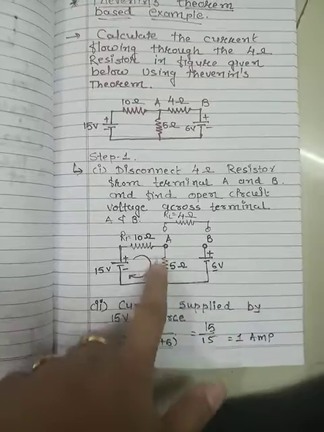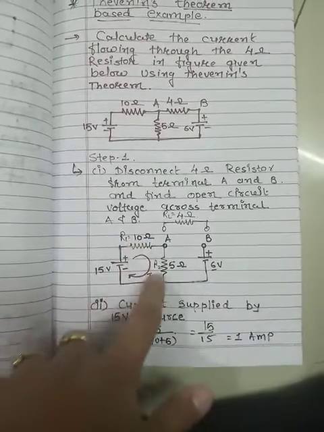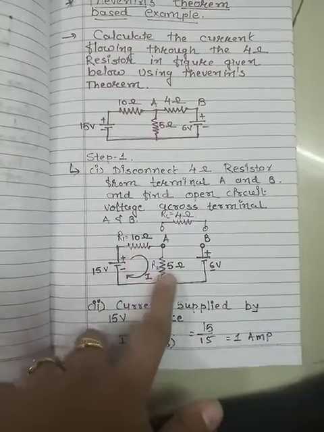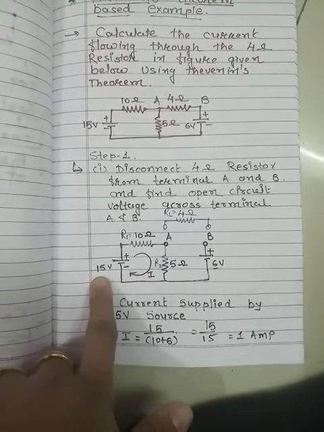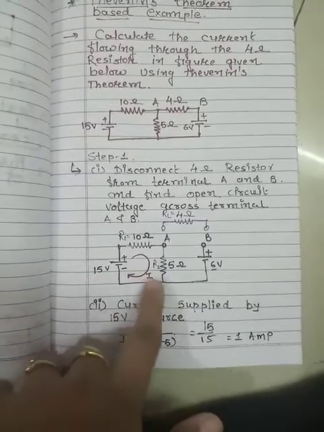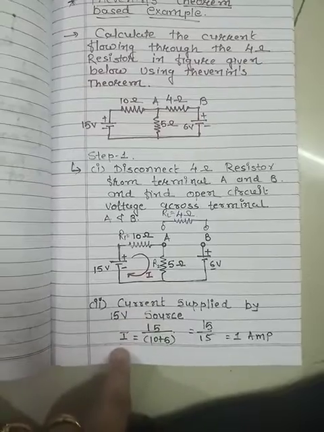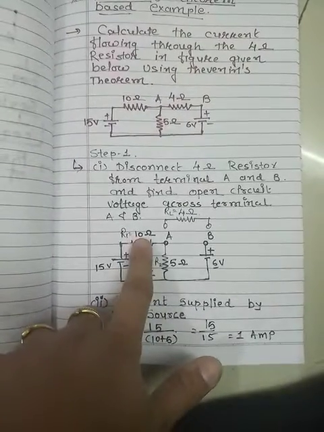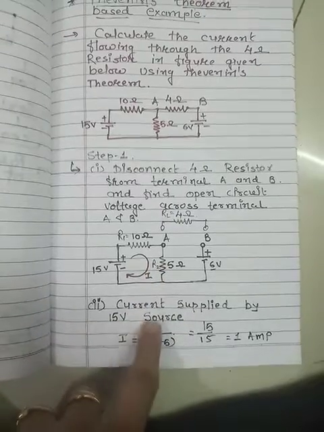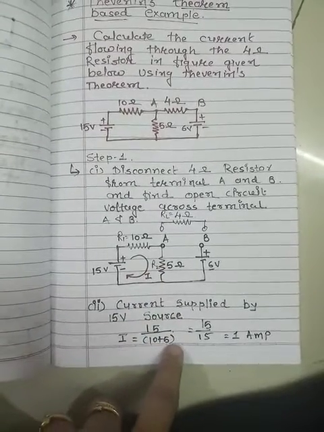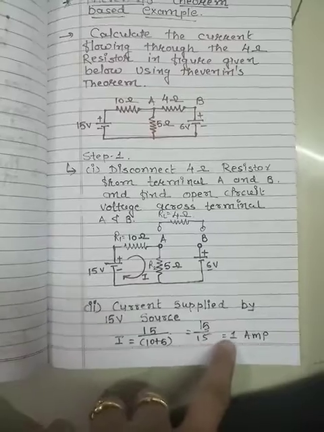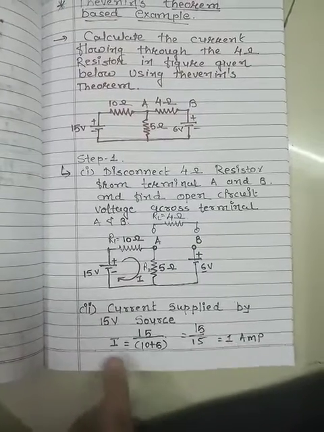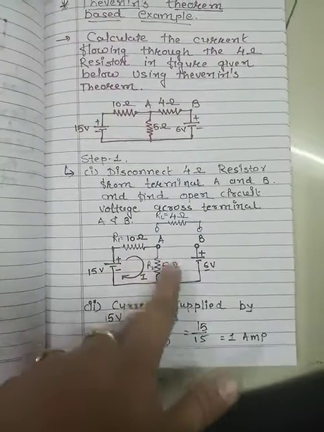Now what is I? In this loop, the 10 ohm resistance is in series with the 5 ohm resistance and the 15 volt source. So you can easily find the current I. By Ohm's law, I is equal to V by R. Here both resistors are in series, so I is equal to 15 divided by 10 plus 5. So 15 by 15, you will get 1 ampere, which is the value of the current passing through this network.